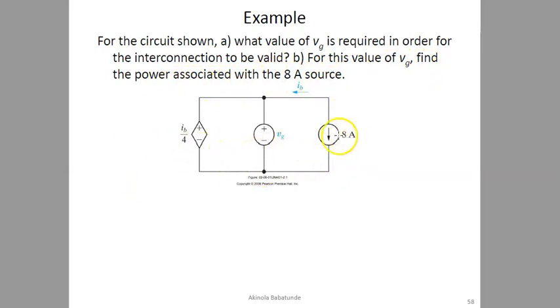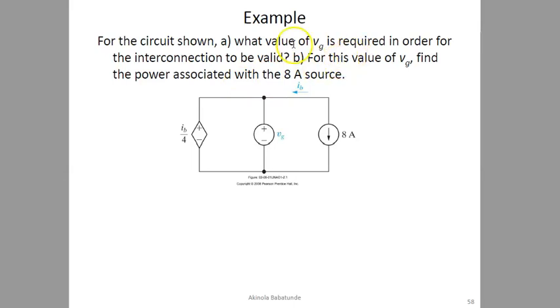Again, what you will find here is that there are 3 sources. You can see we have the first source here. This is a dependent source, like we mentioned earlier. And what kind of dependent source is this? You can see we have IB over 4. This is a current controlled dependent source. Then this is another source, a voltage source, and then this is another source, which is a current source.